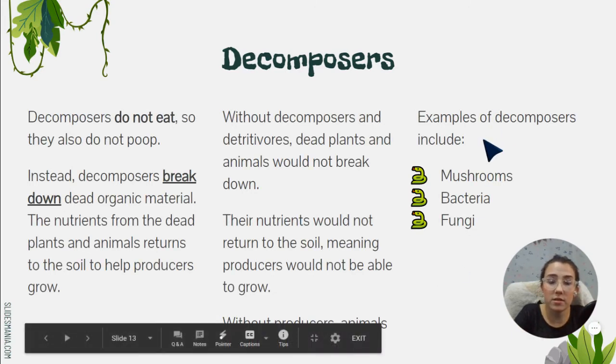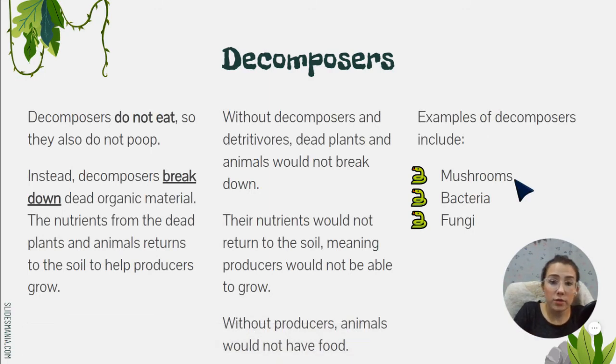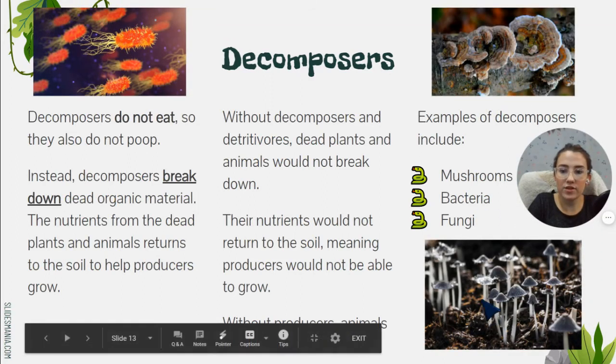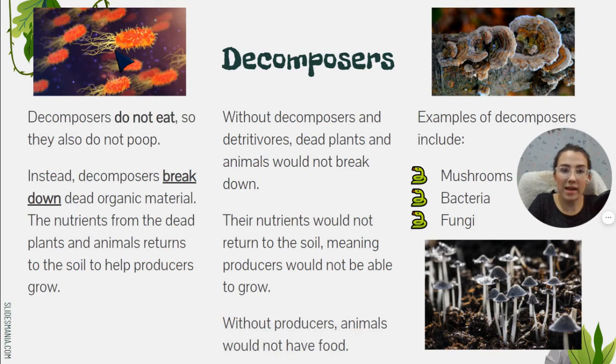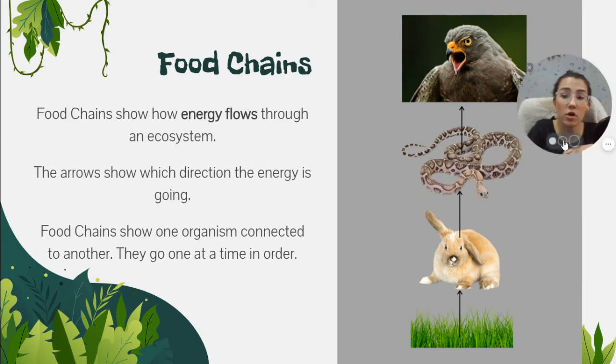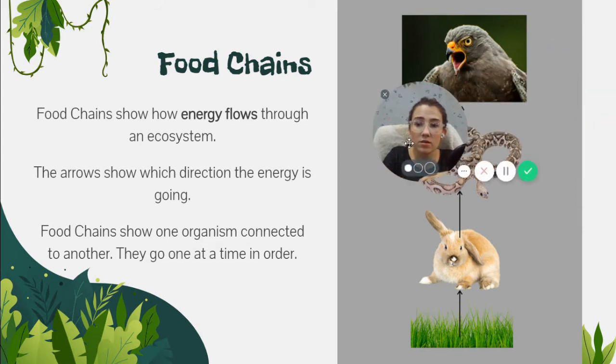Examples of decomposers, they don't eat or poop, they break down, are mushrooms, bacteria, and fungi. So here's some pictures. So these are mushrooms. This is a microscopic picture of bacteria, and this is an example of a tree fungi. So we've kind of talked about how they're related. Okay, we know there's different types of consumers and we know what a producer is. So now let's look at how the energy actually flows through them, okay? So let's go ahead and keep going.